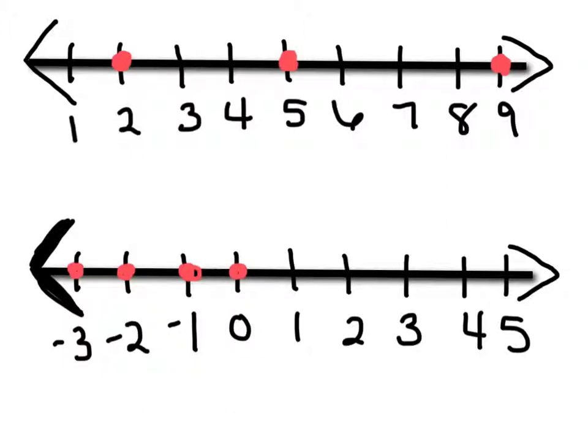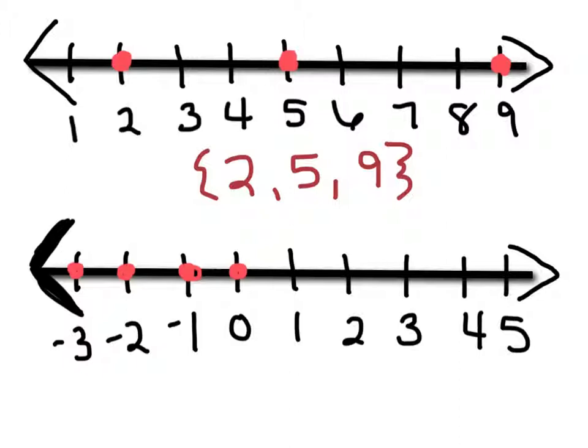So most of you already know how to list points on a number line. Wherever the dot is, that's the number you write down. So here the dots are on 2, 5, and 9. So those are the numbers you write down. However, one point I'm going to add to your number line knowledge is the use of ellipses. Those are those dot, dot, dot things.